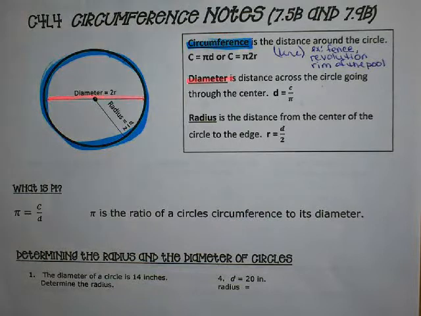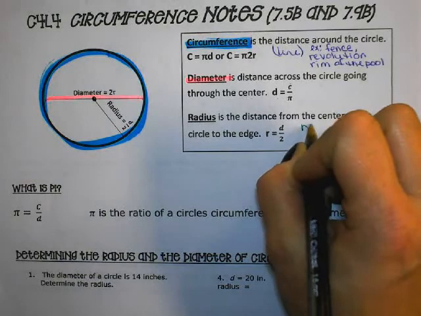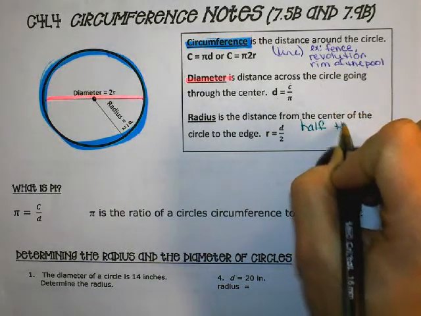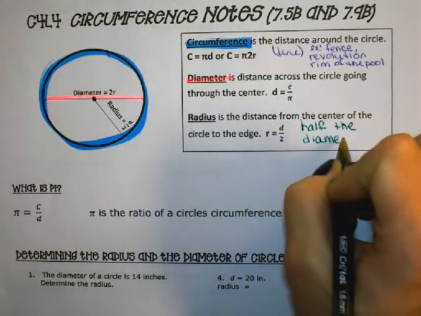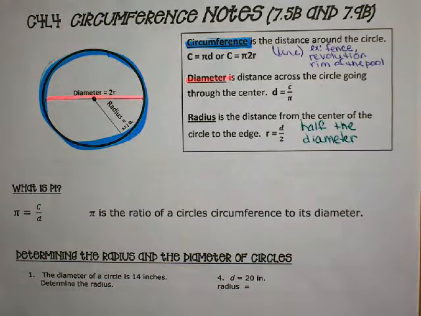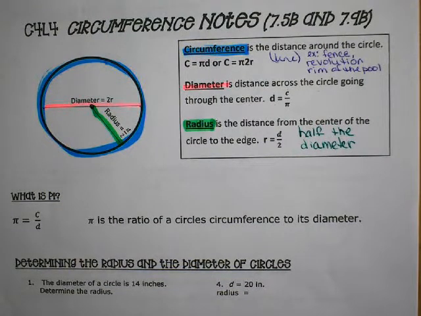The next part of the circle we are going to talk about is the radius. We will highlight the radius in green. The radius is the distance from the center of the circle to the edge. The radius can be found by dividing the diameter by 2. This means the radius is also half the diameter. Again, we'll be highlighting this in green. Both the diameter and the radius can be any line that you create through the circle or from the center to the edge.